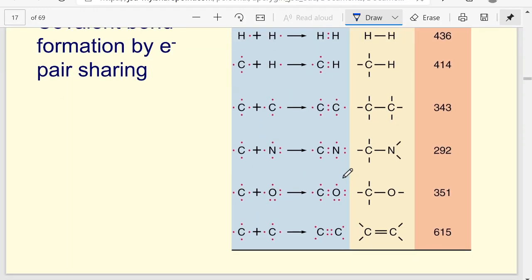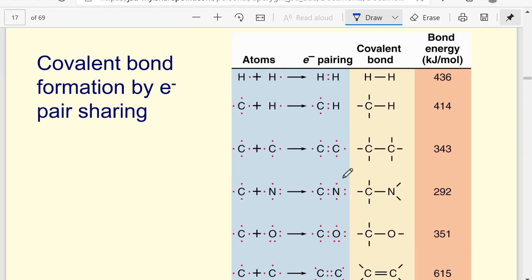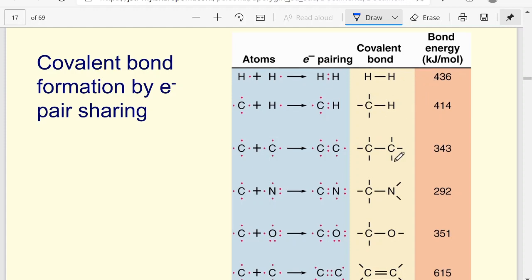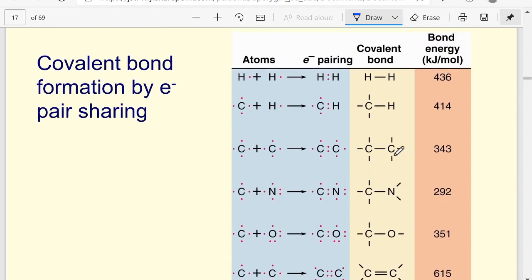Okay, so here's some bonding patterns that we can look at. And again, they have high bond energies, but hydrogen forms one bond, carbon forms four, and we can have single, double, and triple bonds in carbon atoms. Nitrogen likes to form three bonds. Oxygen forms two bonds in their neutral states.